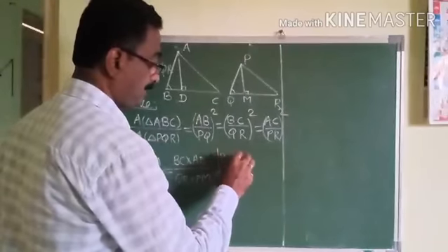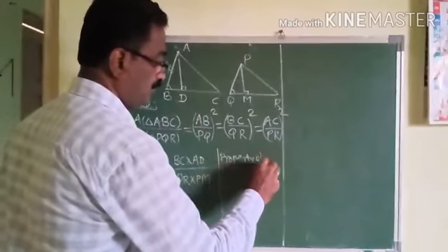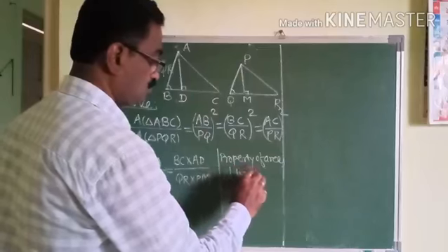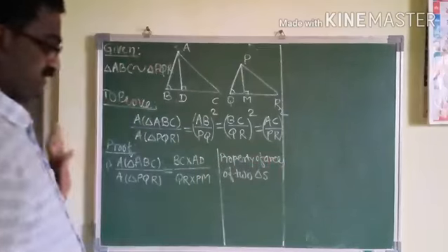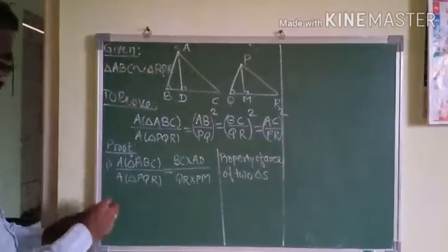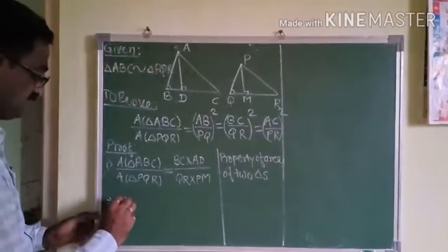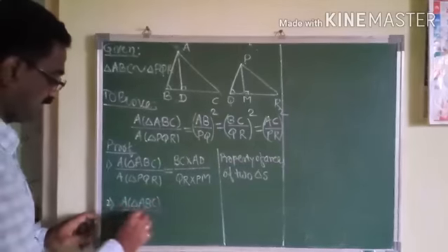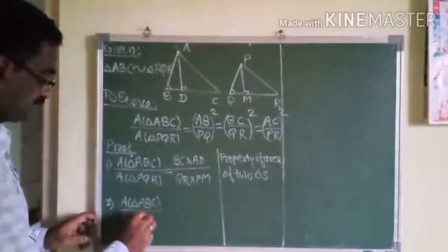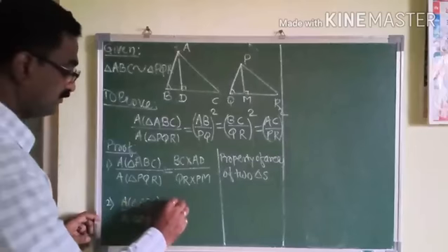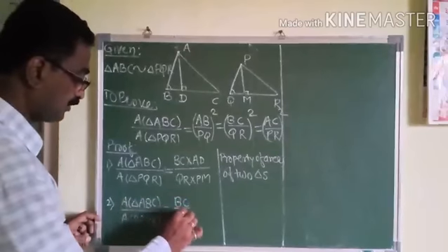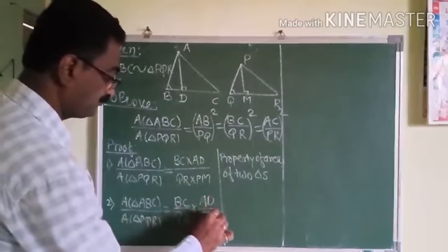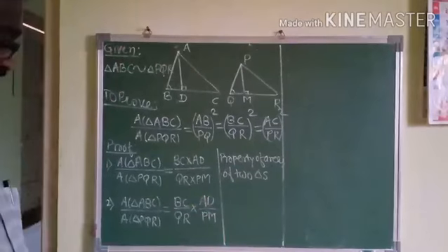property of areas of two triangles. According to this we can write area of triangle ABC upon area of triangle PQR is equal to BC upon QR into AD upon PM. Rearrange the terms only. Okay.